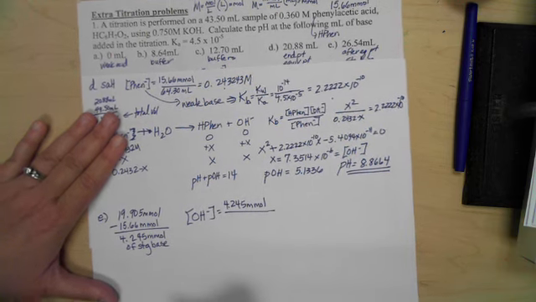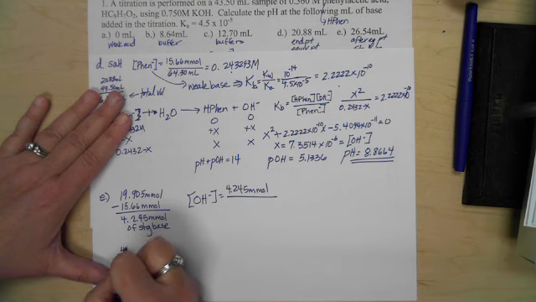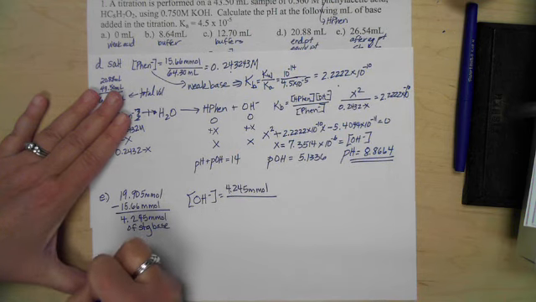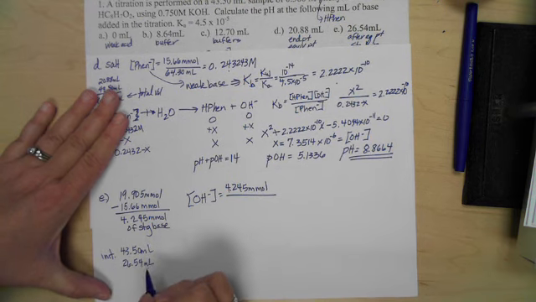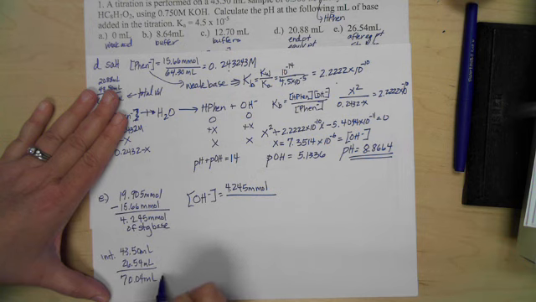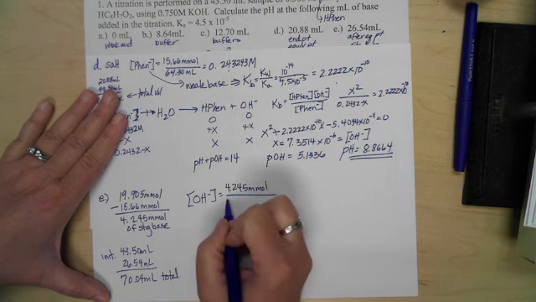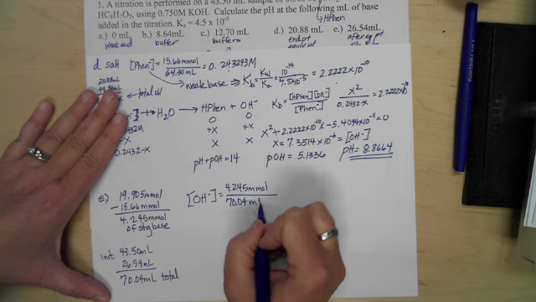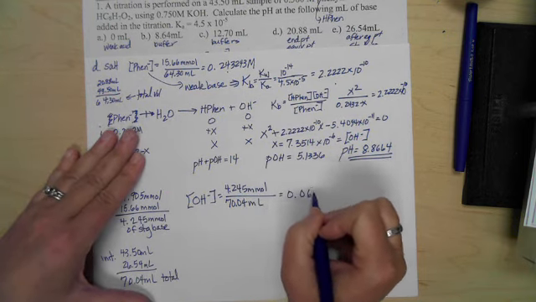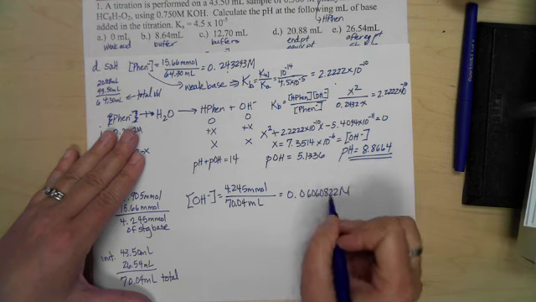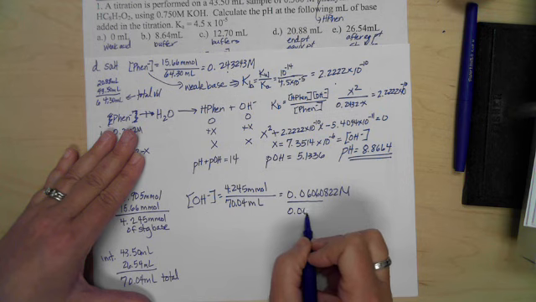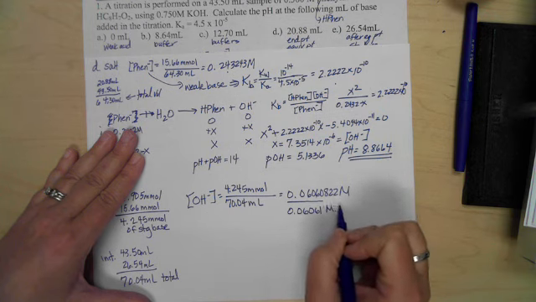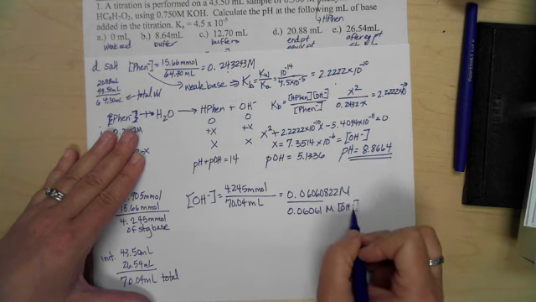Now, here's the fun part. What was our volume? Well, remember we started with 43.5 milliliters, and that was initial. We've added 26.54 milliliters. So that leaves us with a total of 70.04 milliliters total. Okay? So we've got our total moles. Now we have our total volume. So that gives us our total concentration, which is 0.0606082 molar. Again, we're going to restrict ourselves to 4 non-zero digits. So that will be 0.06061 molar hydroxide.